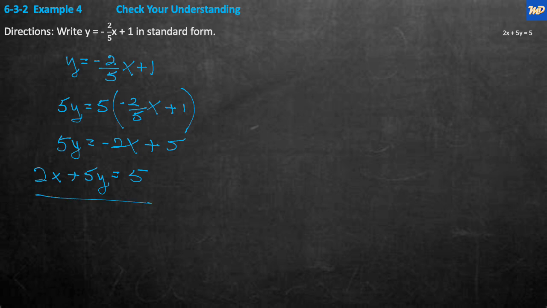And that is the solution. That is y equals negative 2/5 x plus 1, which is the slope-intercept form, written as standard form, 2x plus 5y equals 5. Okay?